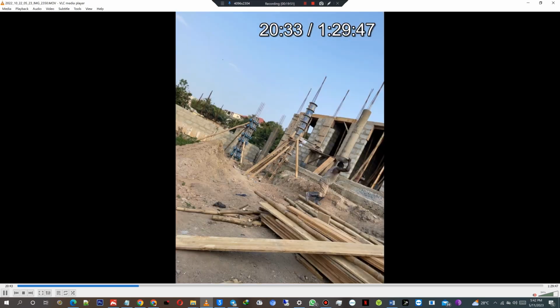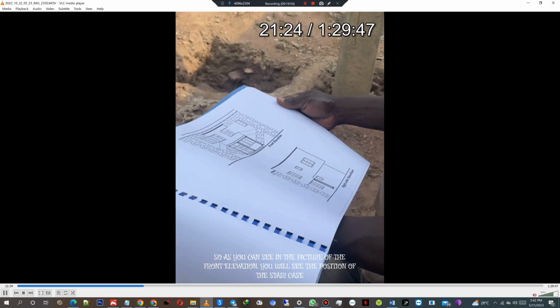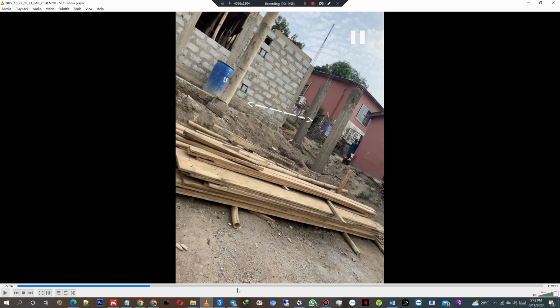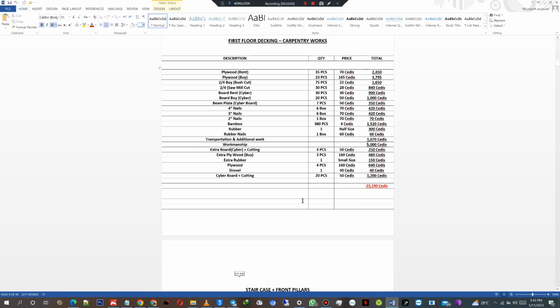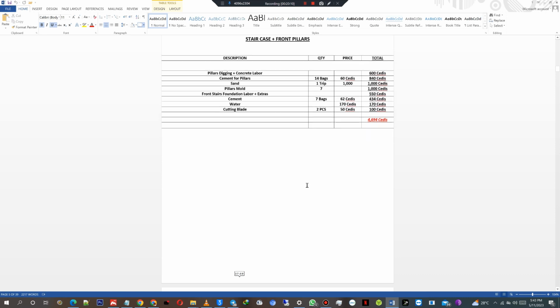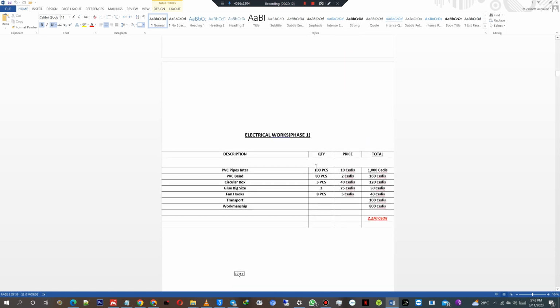Okay, so this was how the carpentry was. I think the carpentry got done in a week. So let's move to the next episode. I think this was the staircase and the front place. The staircase and the front place cost me 4,694 Ghana cedis. I've explained that already, so let me skip that.